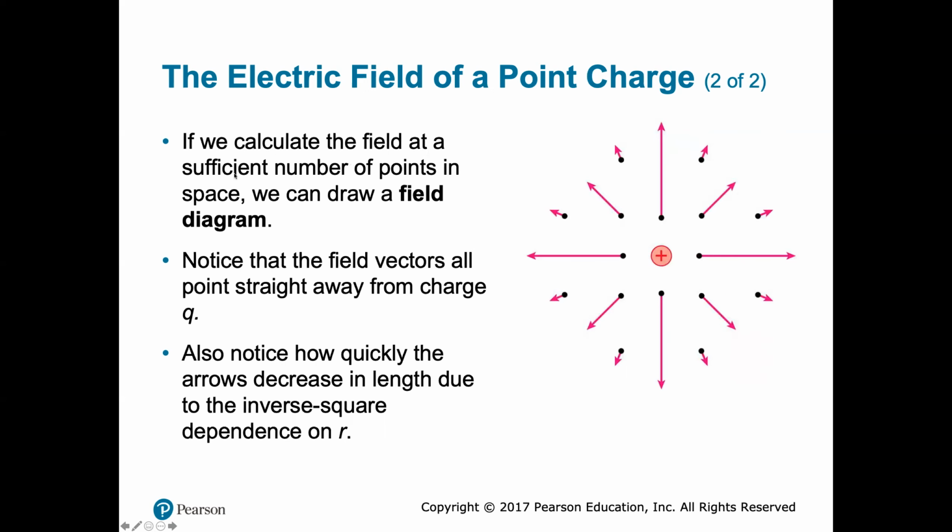If we calculate the field at a sufficient number of points surrounding the point charge, then we can draw a field diagram. So here is the field diagram. The arrows show the magnitude and direction of the field. Notice that the field vectors all point straight away from the charge Q. And also notice how quickly the arrows decrease. Why does it decrease when it gets further away from Q?